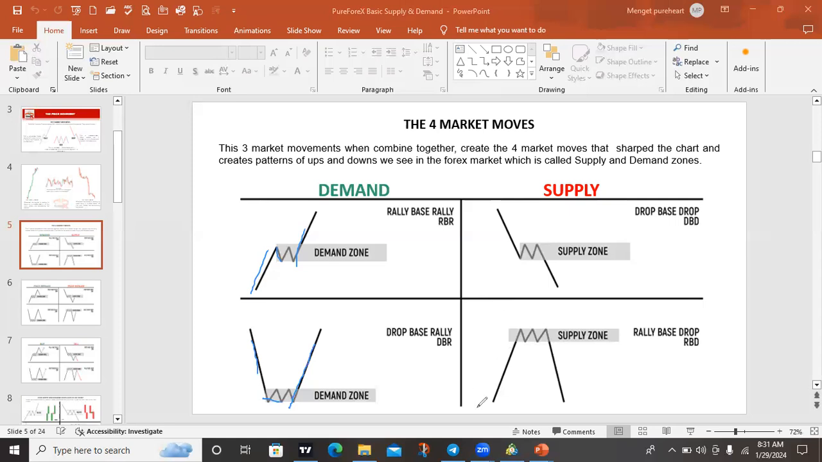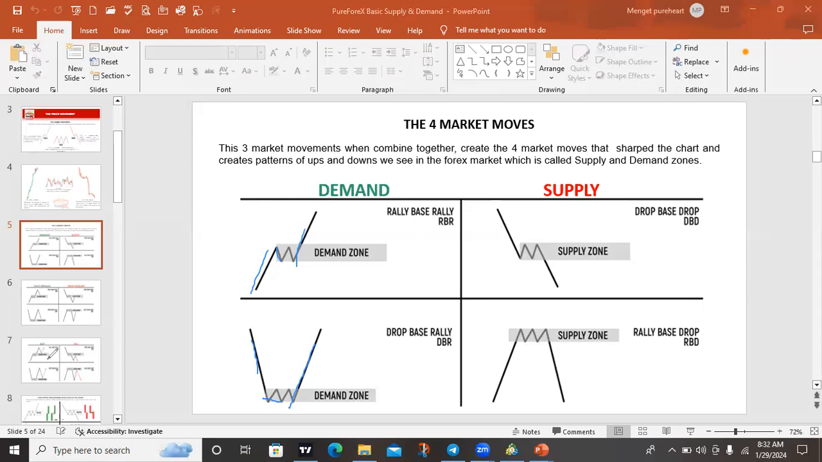All right. And we have this one. Are you there? Yes, sir. We have rally base drop, which is a short bullish movement followed by a consolidation, followed by another short bearish movement. So we have the rally base drop and the drop base drop. We also have rally base rally and drop base rally, which is why I said that the three market moves, which are the rally, the base, and the drop, when you combine them together in different forms, they shape the chart and create the patterns of up and down we see in the forex market called supply and demand zones. So these are the types of supply and demand zones you need to know.